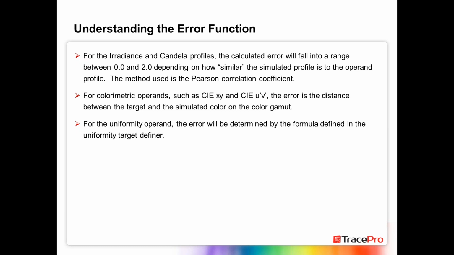Well, what about other types of operands, like for instance, irradiance or candela profiles? Well, the calculated error will fall into a range between 0 and 2, depending on how similar the simulated profile is to the operand profile. And the method that we use here is called the Pearson correlation coefficient. For colorimetric operands, such as CIE XY and CIE UV, the error is the distance between the target and the simulated color on the color gamut. And for the uniformity operand, the error will be determined by the formula defined in the uniformity target definer.